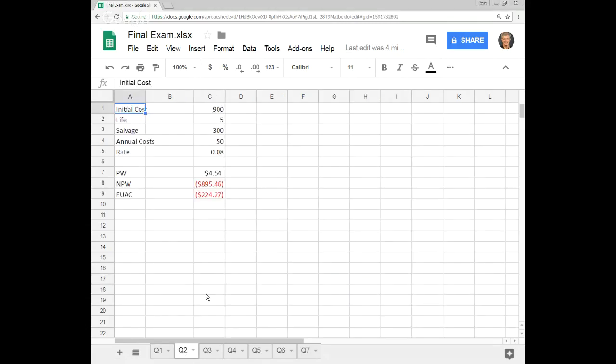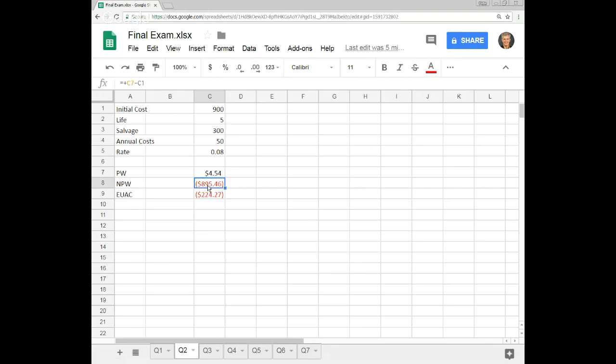The second question says a printer costs $900. Its salvage value after 5 years is $300, and annual cost of $50 to keep it going. If our minimum acceptable rate of return is 8% or 0.08, what is the equivalent uniform annual cost? Well, we can first calculate the present value of both the salvage and these annual costs in terms of payments at a given interest rate and time period, 5 years.